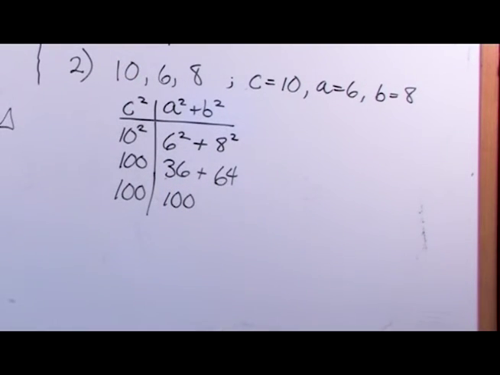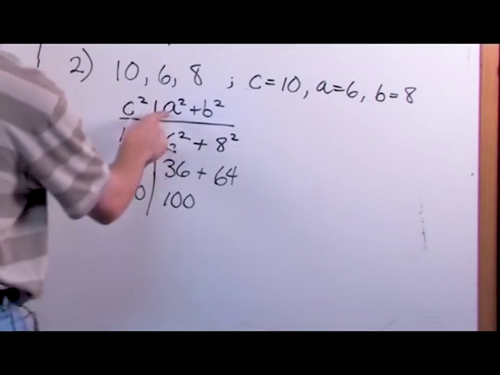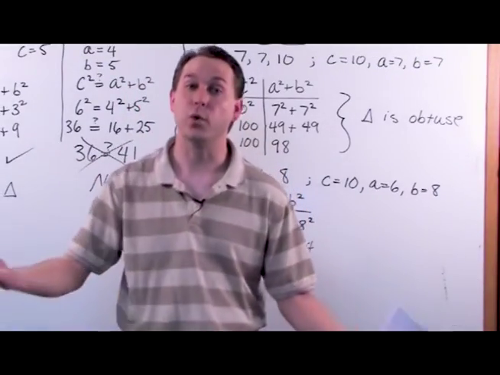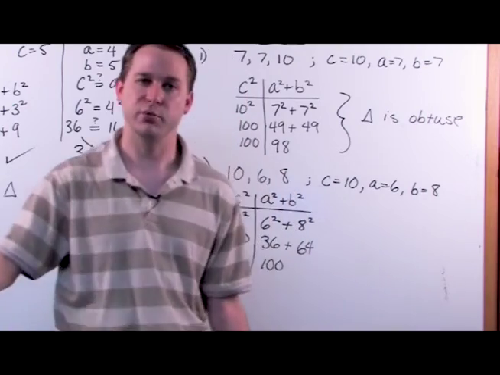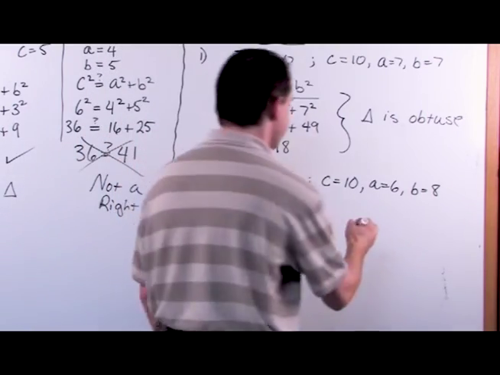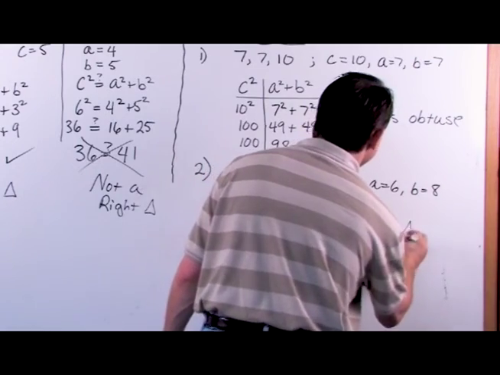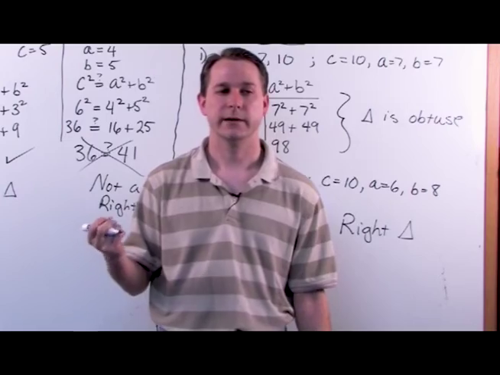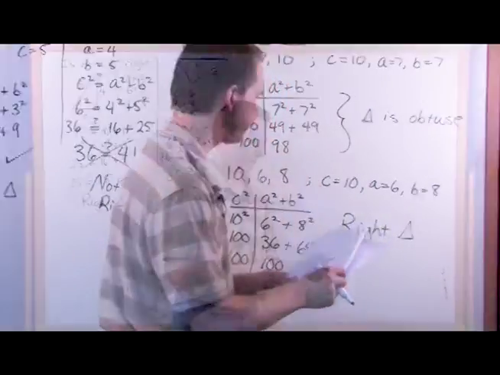So in this case, this is very similar to what we were doing before. C squared is 100, A squared plus B squared is 100, so we've proven that C squared is equal to A squared plus B squared, and we've already done problems like that before. What does that prove? When they're equal, that means that this is a right triangle. Because we've already stated, in a right triangle, C squared is equal to A squared plus B squared. That is just a fact.